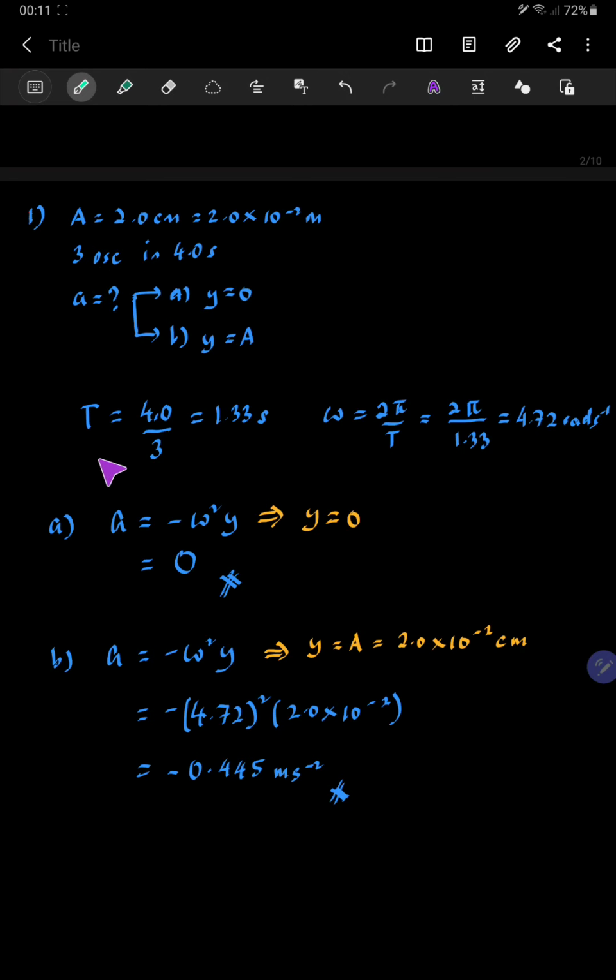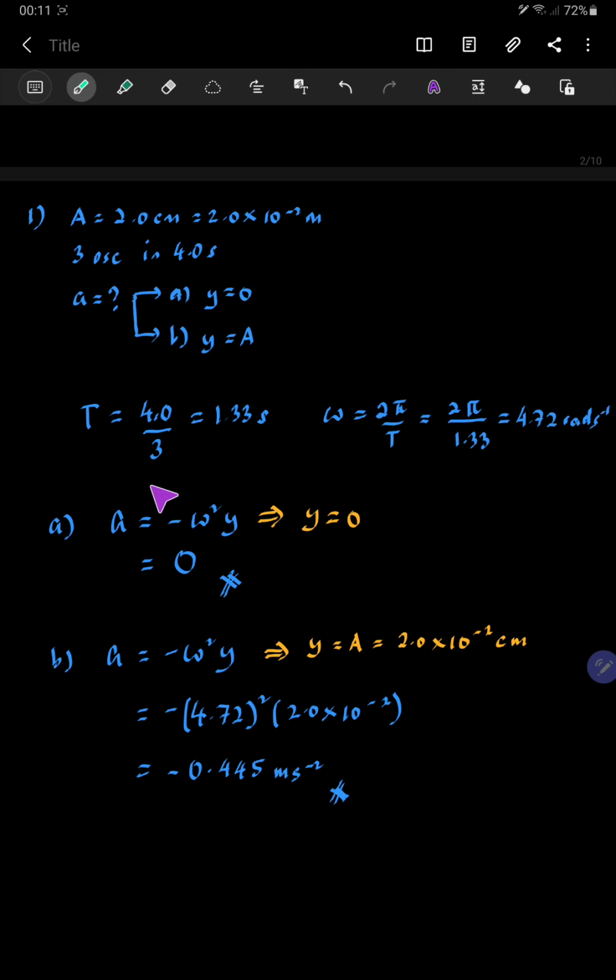Alright, so in this case, by giving you 3 oscillations in 4 seconds, we may calculate the period, isn't it? The period is the time taken for 1 oscillation. So 4 seconds for 3 oscillations, so 1 oscillation equals 4 seconds divided by 3. So this is the period. And then omega equals 2 pi over period. Substitute into this equation, giving you omega, which is 4.72 radian per second.